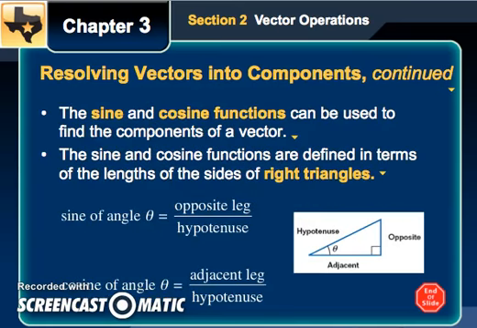Now this is where we start using these other trig functions, the sine and cosine functions, which can be used to find the components. The sine and cosine functions are defined in terms of the lengths of the sides of a right triangle. Remember SOHCAHTOA: SOH, sine of angle theta is opposite over hypotenuse. That'll get us our opposite side. And cosine of angle theta is adjacent over hypotenuse to get us our adjacent side.